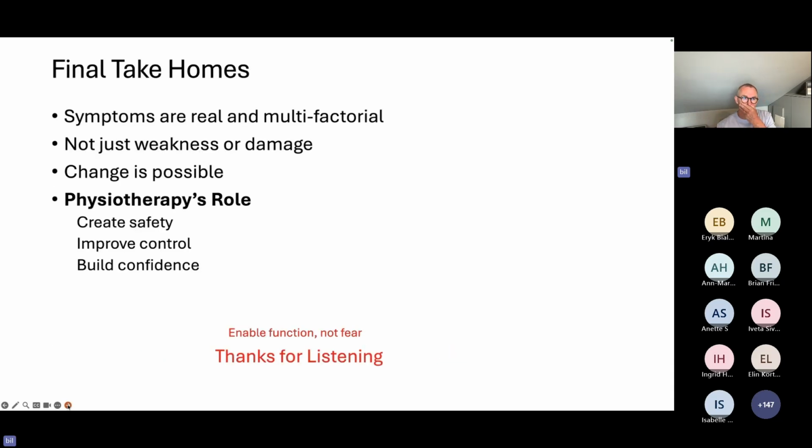So my final take homes really are these: symptoms are real and multifactorial, it's not just weakness or damage. Change is possible. The physiotherapy role is really to create safety, improve control, and build confidence. So enable function, not fear, is my final message I have for you. And thank you very much for listening.